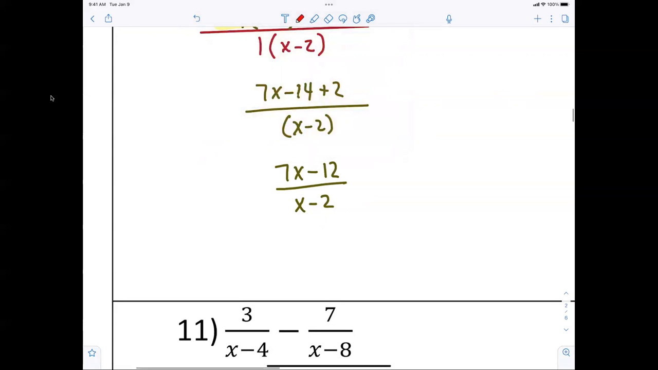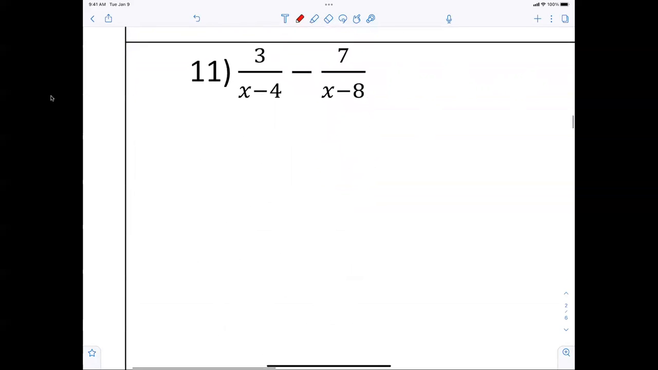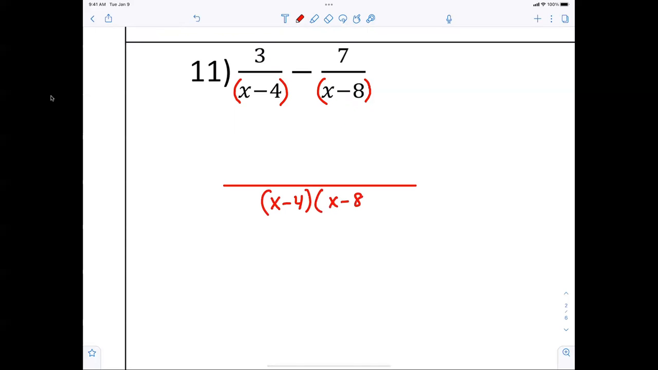So now for question number 11, this is what I was trying to talk about. The x minus 4 is itself a quantity, and x minus 8 itself is a quantity. So what is the common denominator? X minus 4 and x minus 8. That is the common denominator.